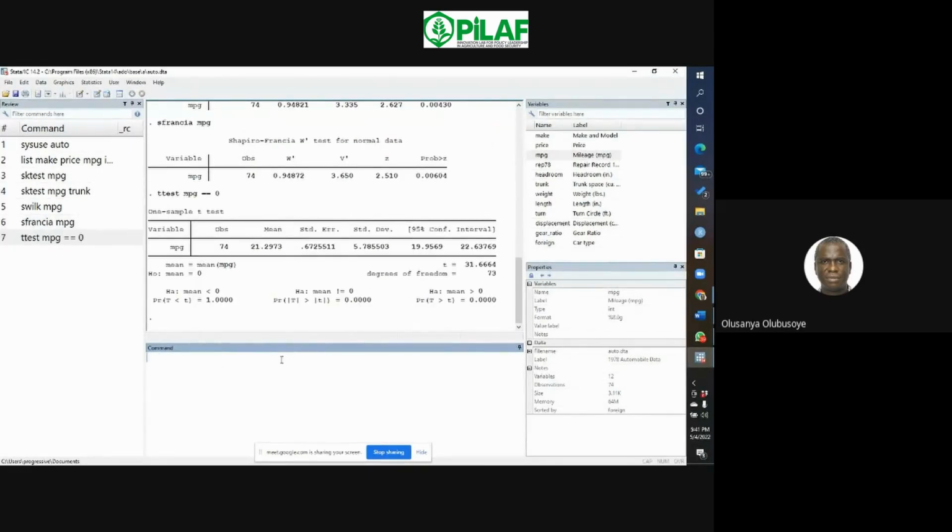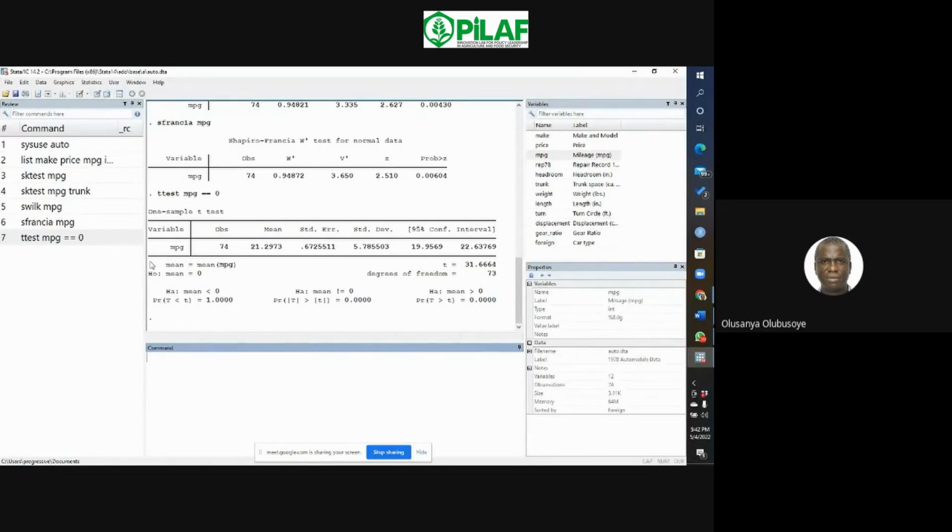So we can copy this and paste that command, so I can test this one. For the one sample test, this is the average of the 74 observations. And this is the standard error of the mean. And then this is the standard deviation of the observation. This is the 95% confidence. This is the lower limit. This is the upper limit. And this is the test.